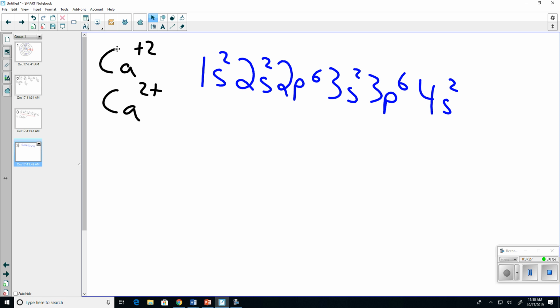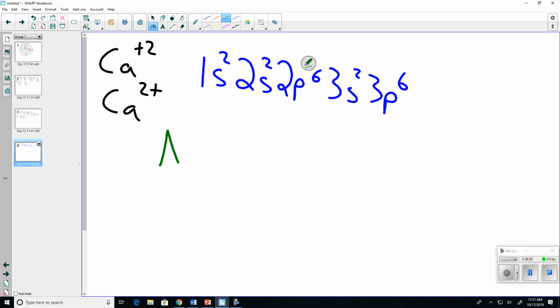However, I'm asking you to solve for calcium with a +2 charge, which means it lost 2 electrons. And when you lose electrons, you lose the outermost ones. When you think of it, if you're going to take off some clothes, you start by taking off the outermost layer. I can't take off my socks until I take off my shoes. Same thing here. We are going to lose the outermost. This would be the electron configuration for calcium +2, because it lost 2 electrons. It lost the 4s electrons.